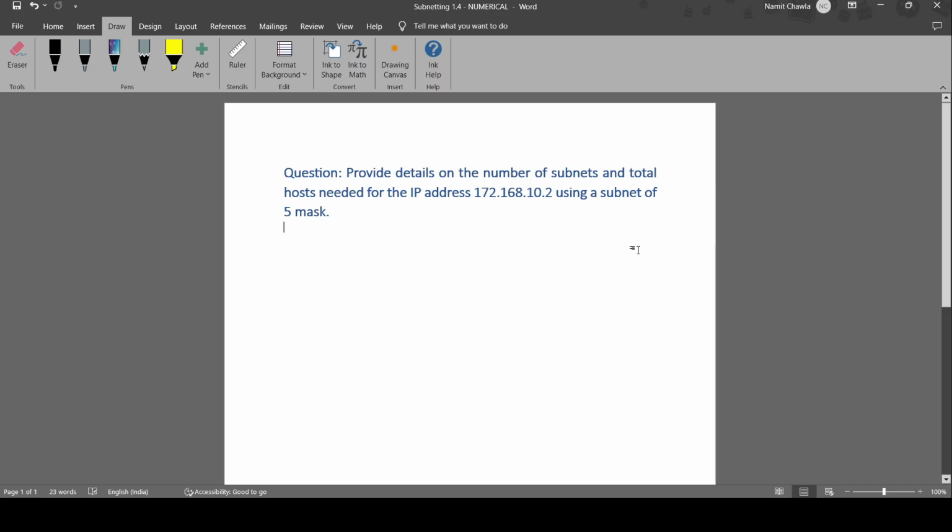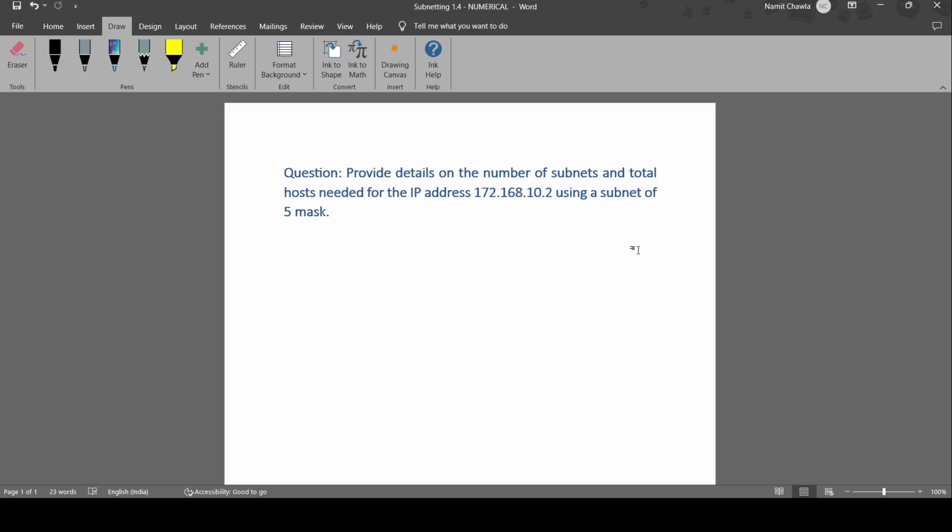Guys, here's a question that we are supposed to do. With respect to subnetting, it is very important from an examination point of view as well as a competitive point of view. The question is as follows: provide the details on the number of subnets and total hosts needed for the IP address 172.168.10.2 using a subnet of 5 mask.